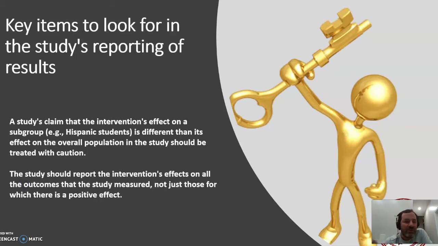The study should report the intervention's effects on all the outcomes that the study measured, not just those for which there is a positive effect. This is because if a study measures a large number of outcomes, it may, by chance alone, find positive and statistically significant effects on one or a few of those outcomes. Thus, the study should report the intervention's effects on all measured outcomes so that you can judge whether the positive effects are the exception or the pattern.